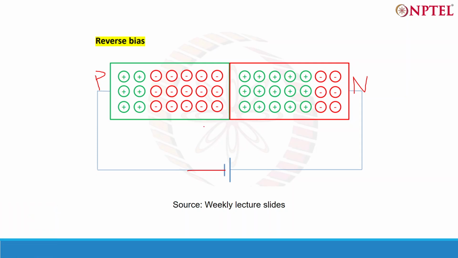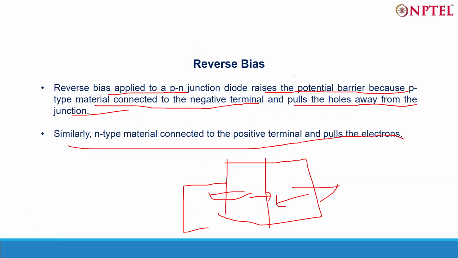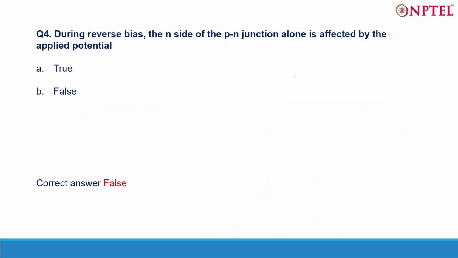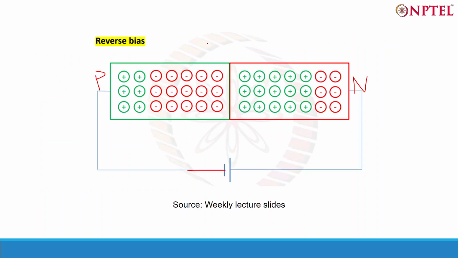So try to read these two slides and read the question. During reverse bias, it is talking about only the n side being affected. No, you can see both the sides are equally affected. If only the n side were affected, this would be all holes, but this is not holes. This is all electrons and this is holes. So both sides are actually affected.